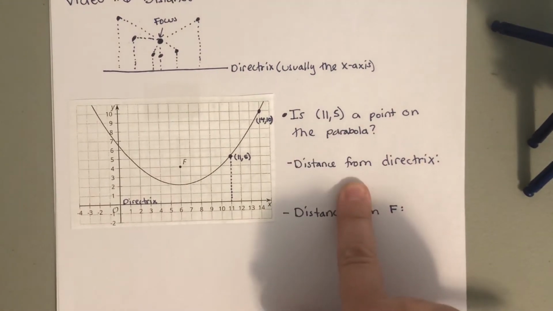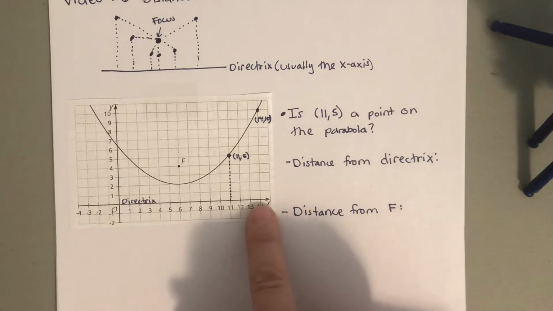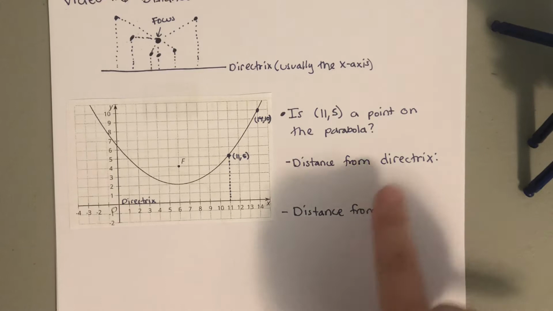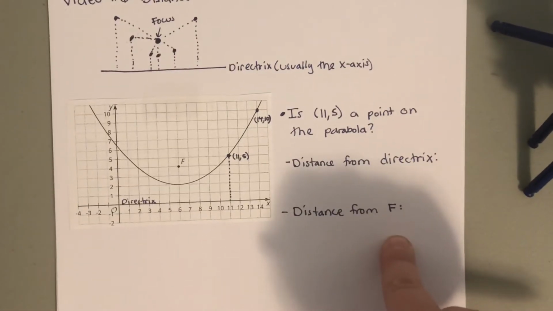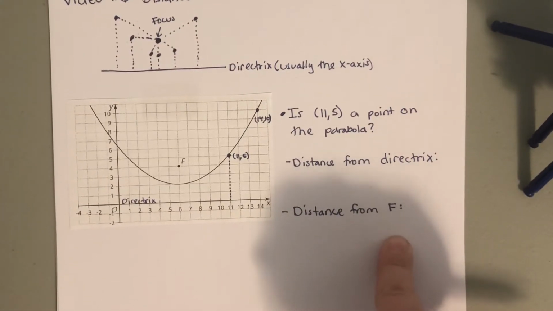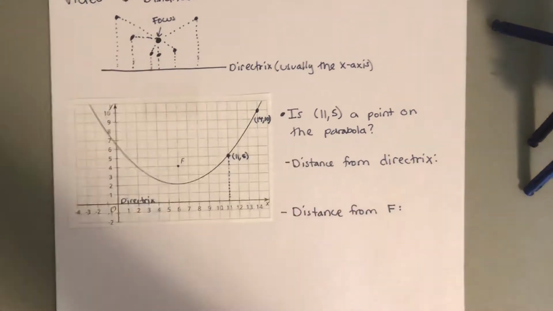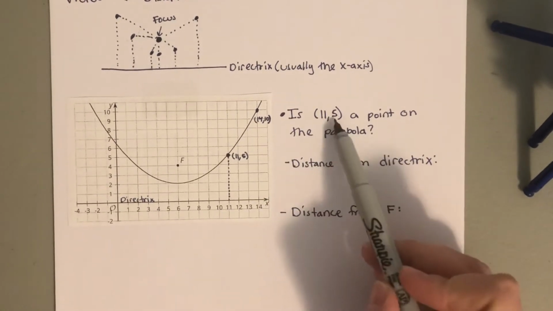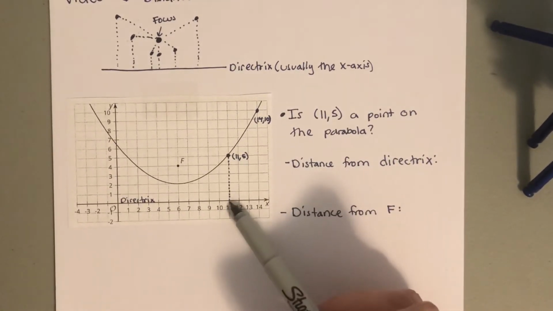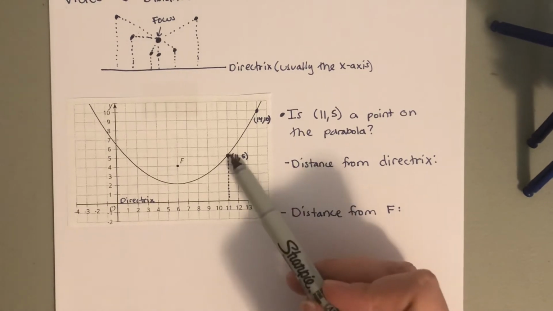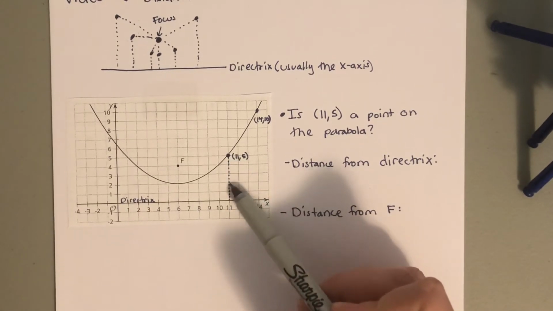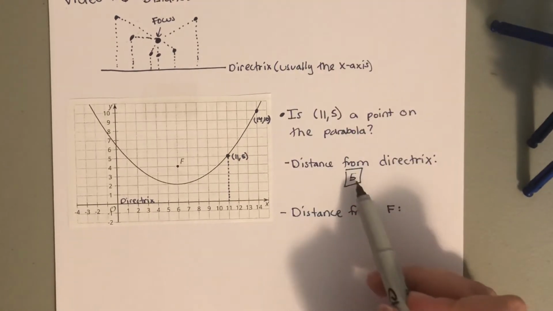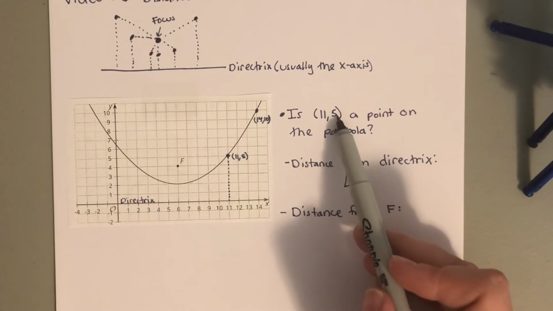Well, that means we need to find the distance from the directrix, which is down here, and the distance from F, which is right there. And then if those two match, we know it's a point on the parabola. If they don't, we know it's not on the parabola. So let's do this one first because this one's pretty easy. The distance from the point (11, 5) to the x-axis is 5 units. It goes straight down. We can just count them. 1, 2, 3, 4, 5. That is really just going to be whatever the y-coordinate is because that tells you how far it went up.